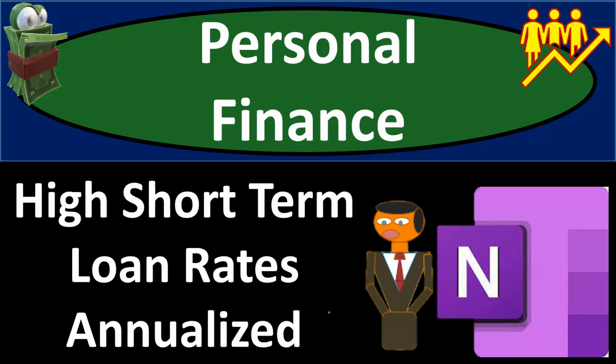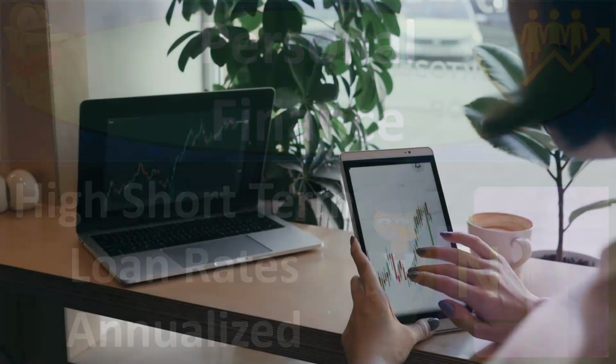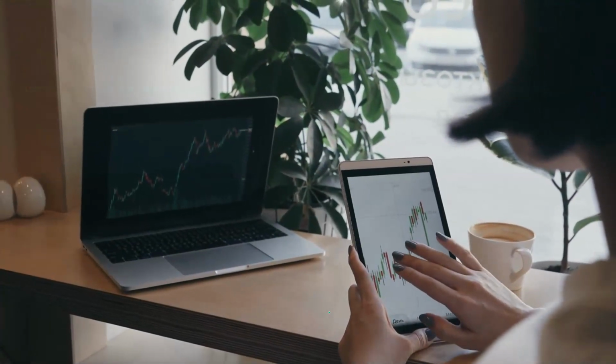Personal finance practice problem using OneNote. High short-term loan rates annualized. Prepare to get financially fit by practicing personal finance.